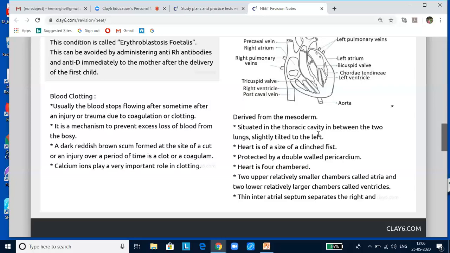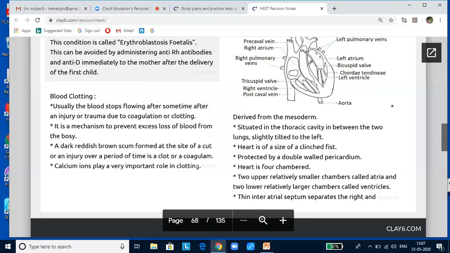The closed circulatory system is the system wherein the blood pumped by the heart is always circulated through a closed network of blood vessels. This is found in earthworm, nereis, mollusks, and all the vertebrates. Now let us look at the human circulatory system.